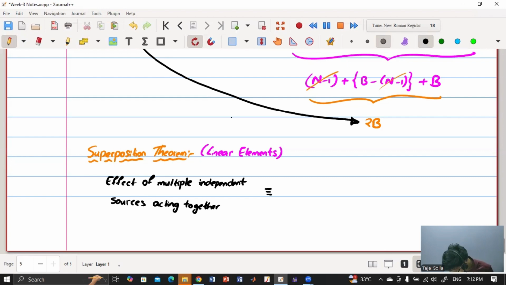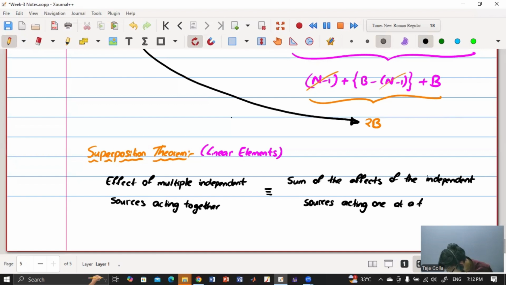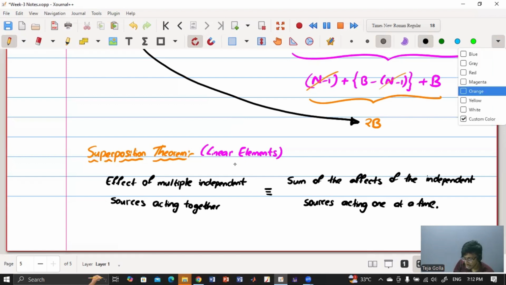So it is nothing but the sum of the effects of the independent sources acting one at a time. So this is very important. So if I have three voltage sources and two current sources, I will consider one voltage source at a time. And what happens to the other voltage sources or other current sources?